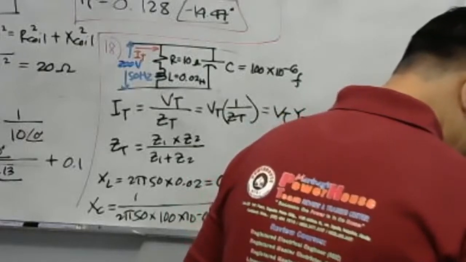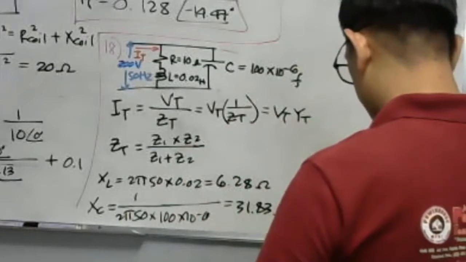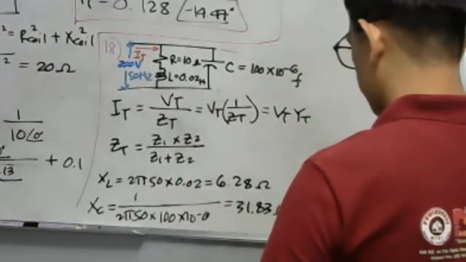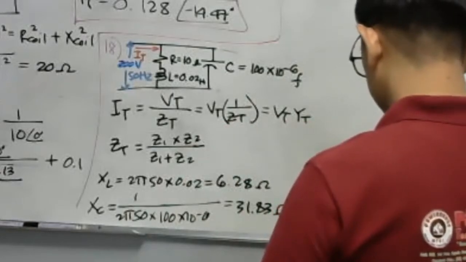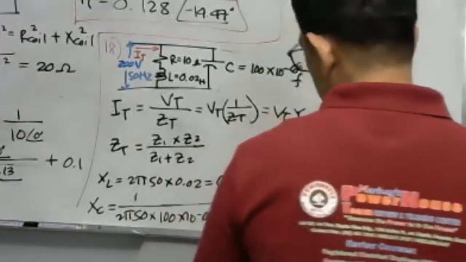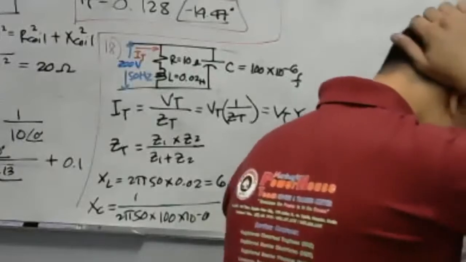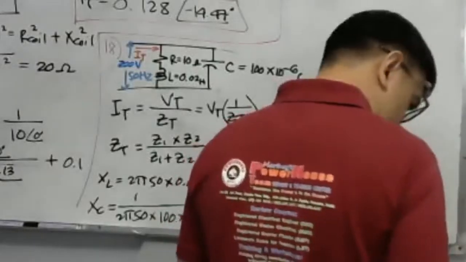Okay. Let's double check the first one, 2 times pi times 50 times 0.02. Simply 2 pi, or 6.28. Okay, that's correct. 6.28, 2 pi. Okay.